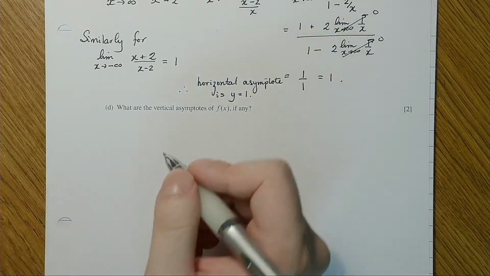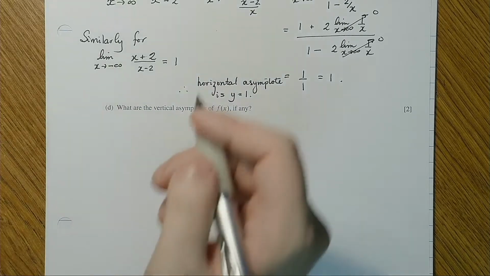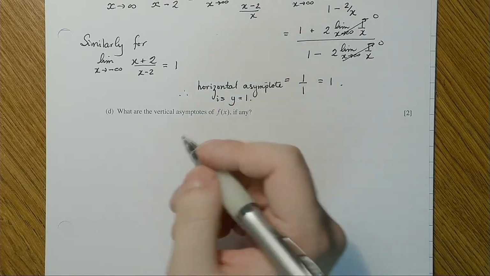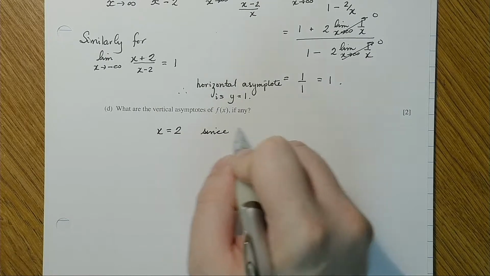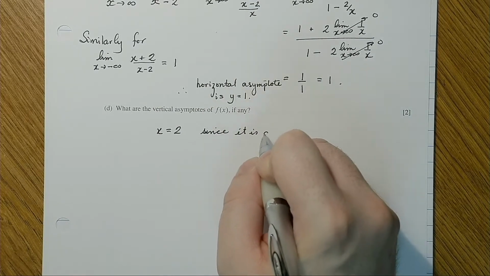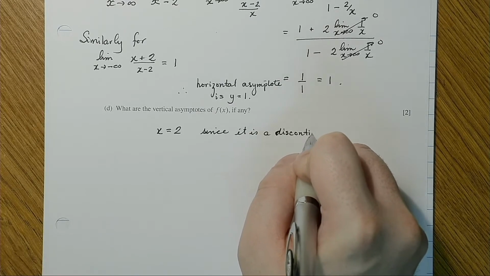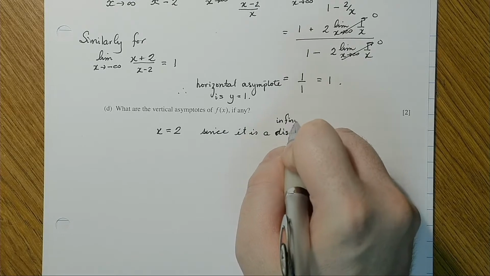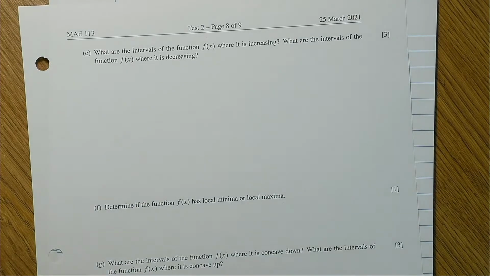What are the vertical asymptotes? We already know that the function can't exist at x equals 2, so x equals 2, since it is a discontinuity, and not just any kind of discontinuity, it's an infinite discontinuity. Okay.